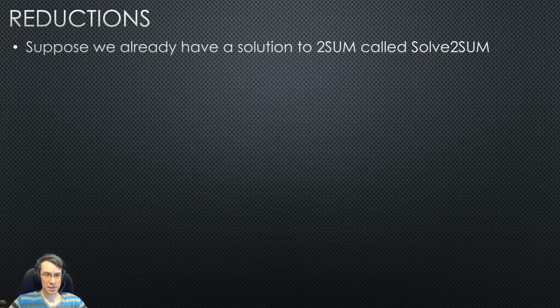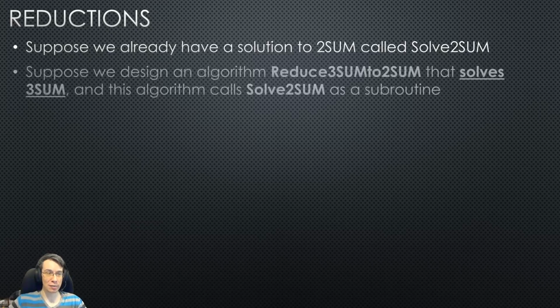So this brings us to the notion of a reduction. Suppose we already have a solution to 2-sum called solve 2-sum. I'm going to explain what it means to reduce the 3-sum problem to the 2-sum problem. I'm going to do this as an example, and you can infer what reductions are from this example.